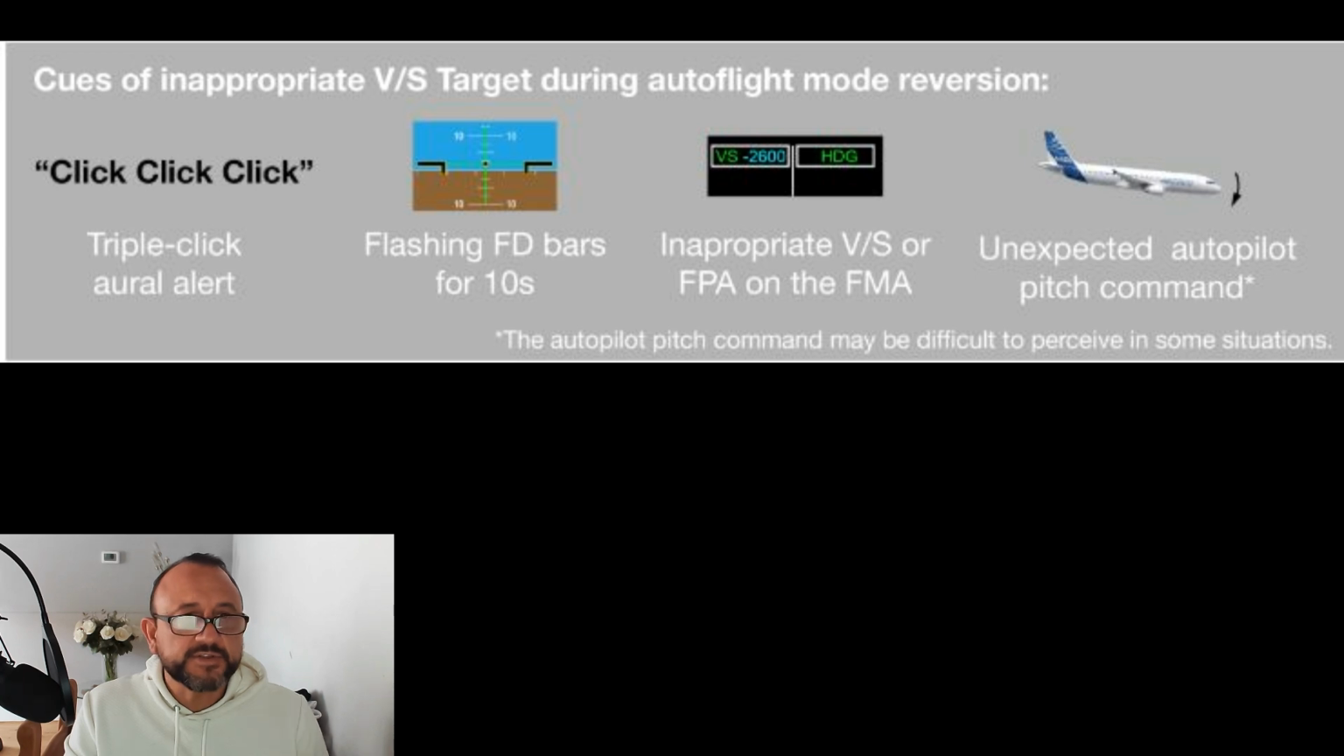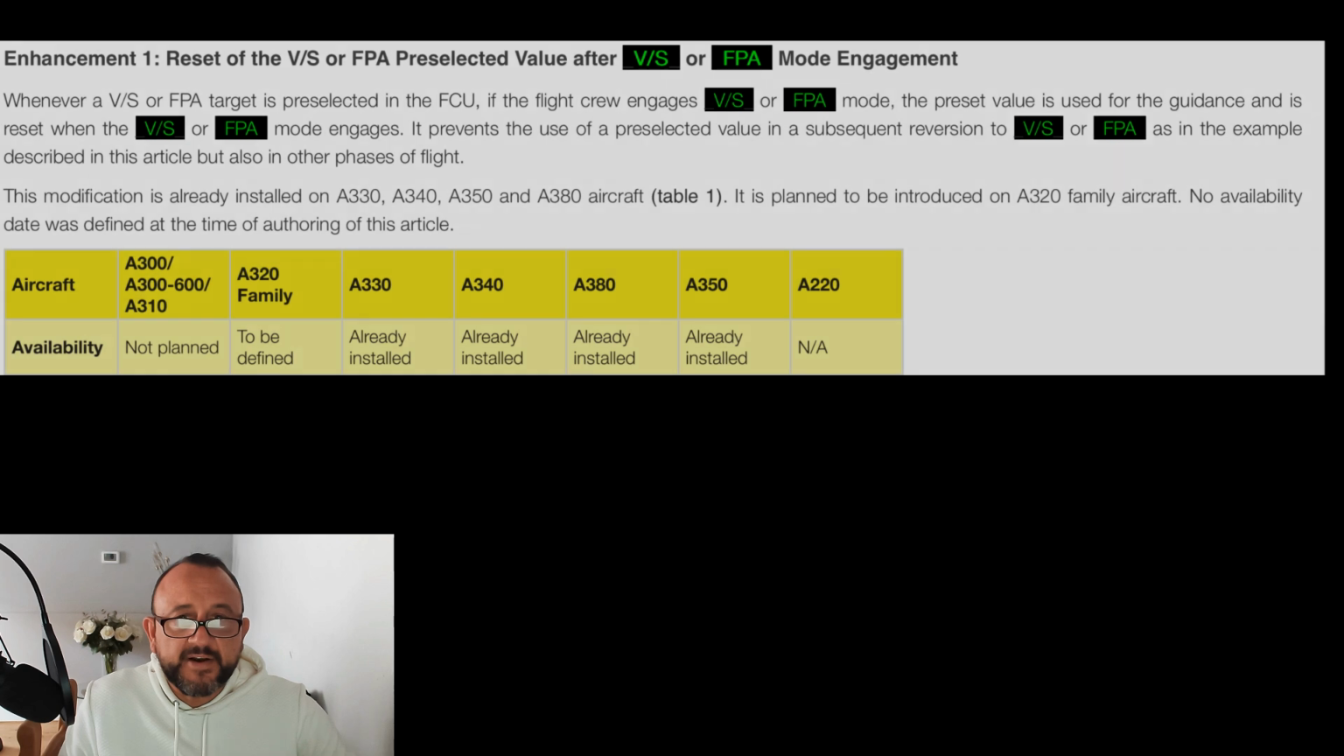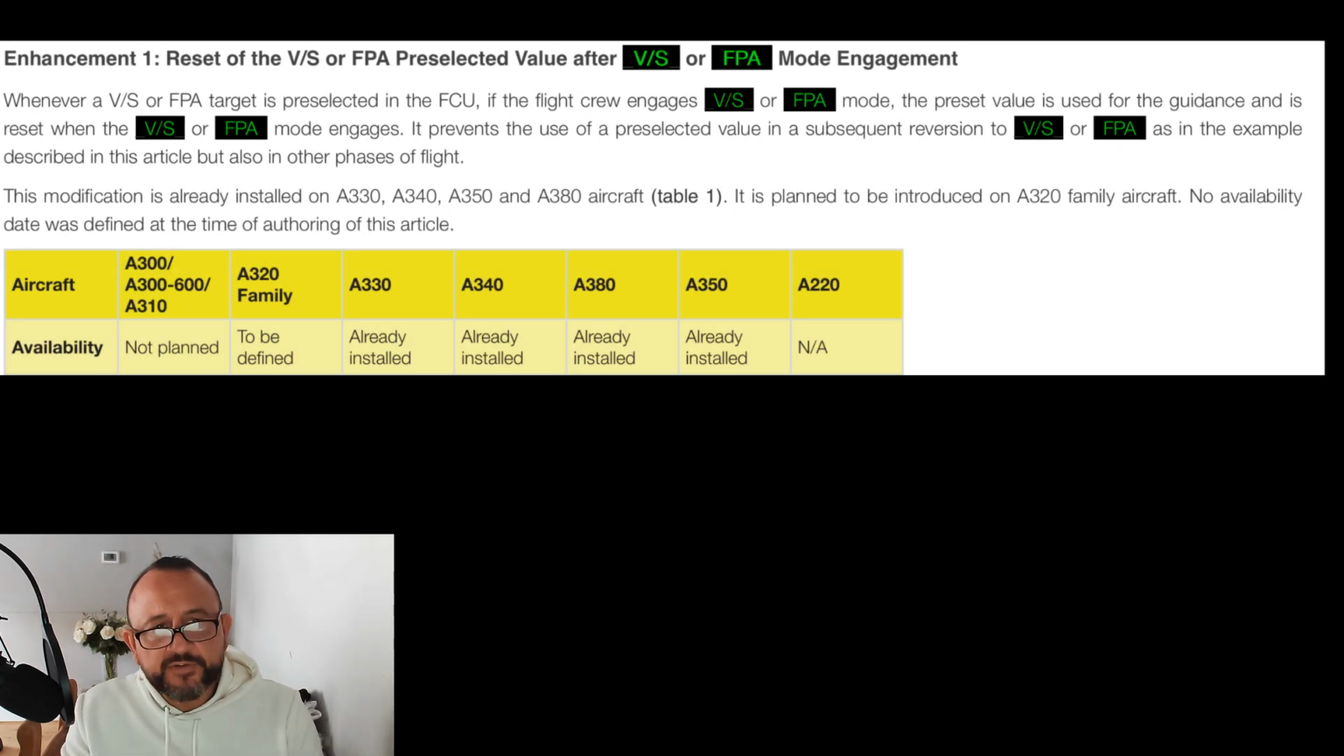System enhancements. So enhancement 1, the reset of VS or FPA pre-selected value after VS or FPA mode engagement. So whenever a VS or FPA target is pre-selected in the FCU, the flight crew engages VS or FPA mode. The preset value is used for the guidance and is reset when the VS or FPA mode engages. It prevents the use of a pre-selected value in a subsequent reversion. And there's a little table here which talks about when that's planned for.